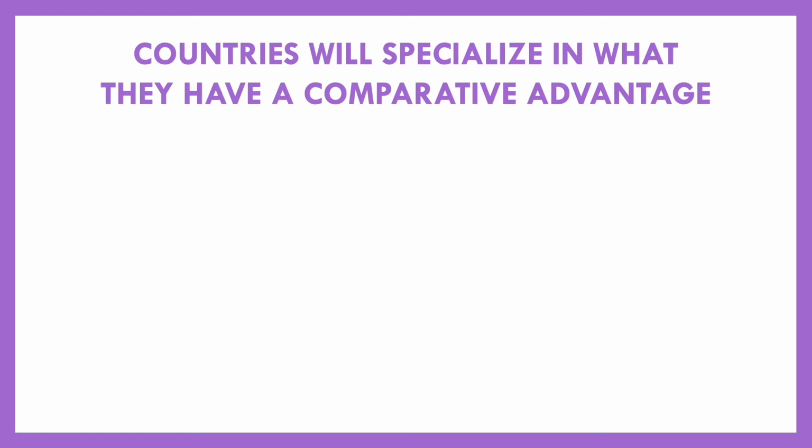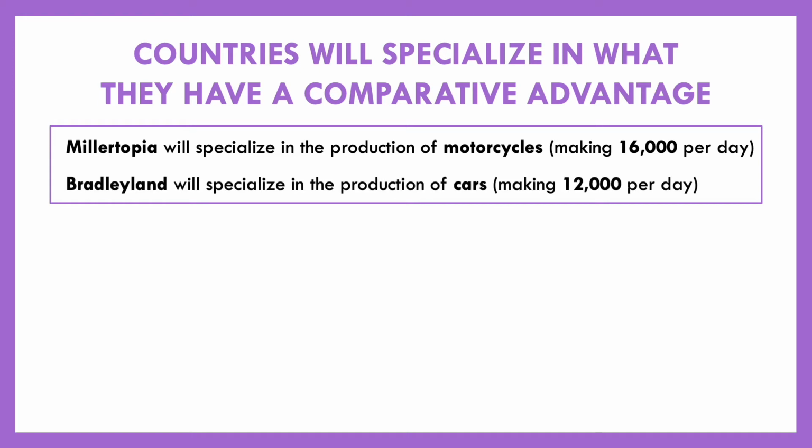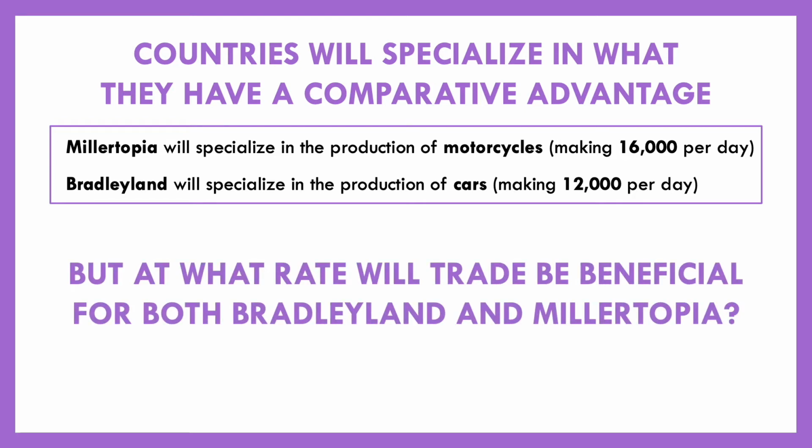So taking a look at this country example, we see Millertopia is going to specialize in producing motorcycles. Millertopia is going to put all their resources toward that, making 16,000 in a day. Bradley Land is going to specialize in making cars and produce 12,000 of those per day. And then they're going to trade. But here's the big question. At what rate will that trade be beneficial both for Bradley Land and for Millertopia? So where exactly would they end up trading?